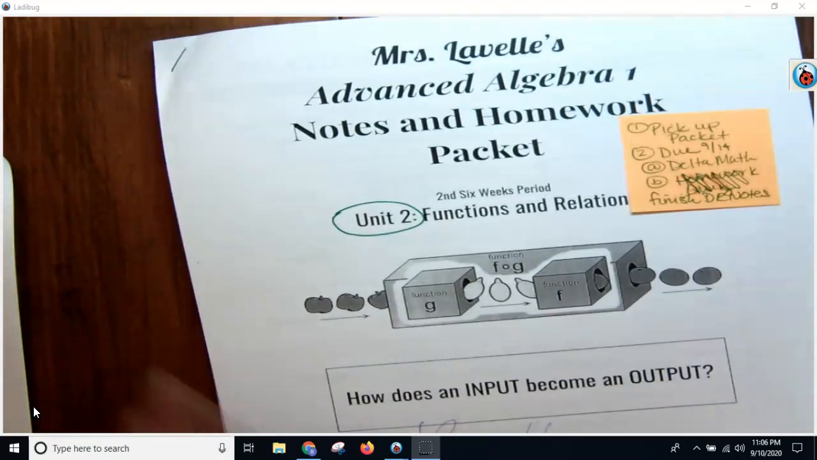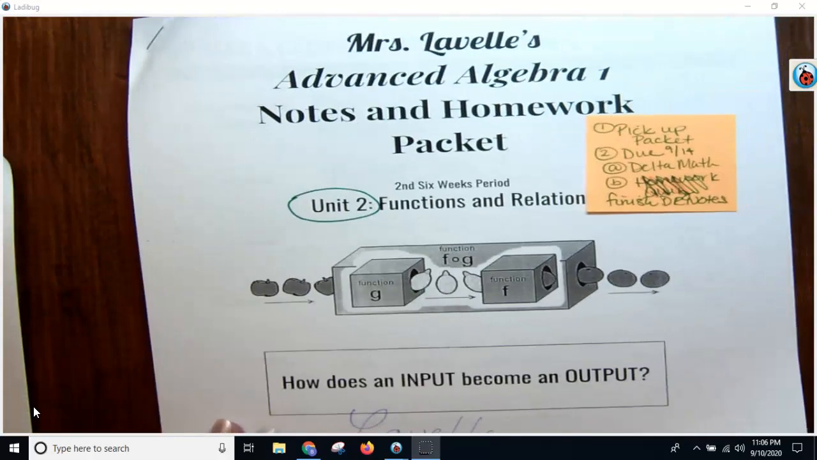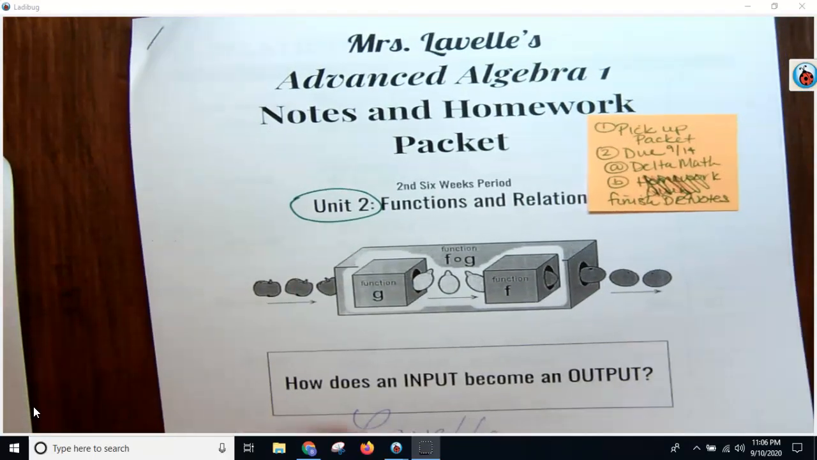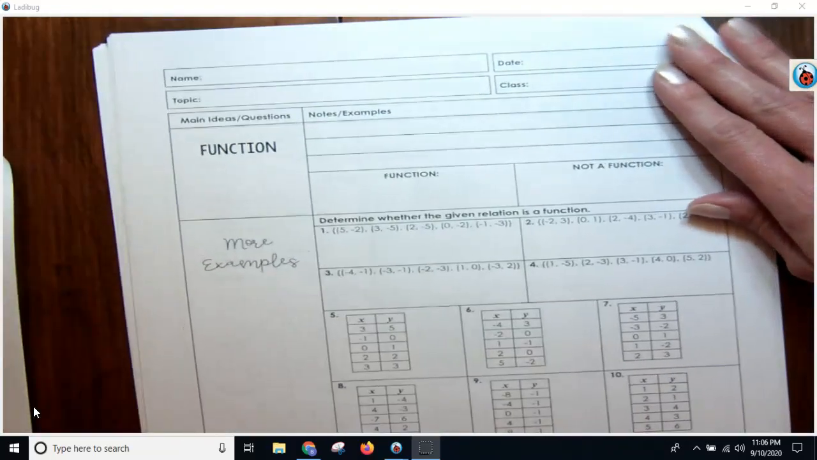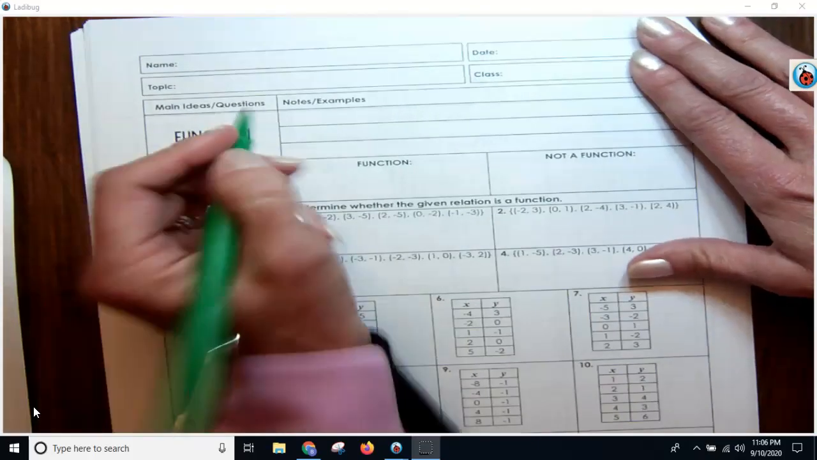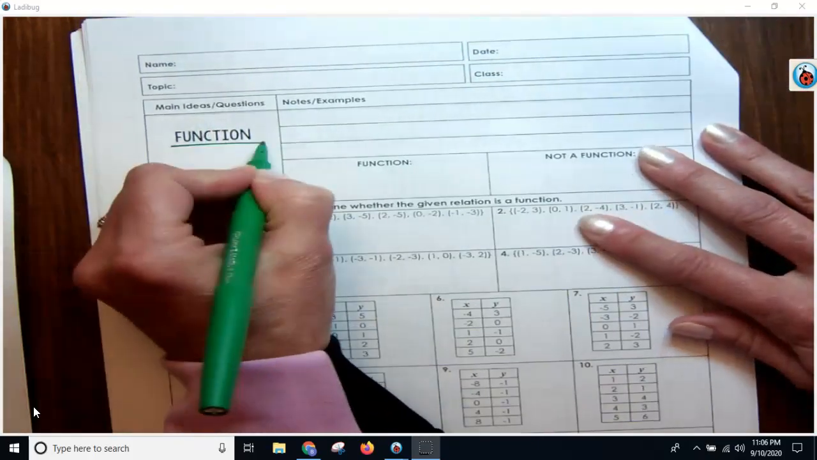Right, guys, we're in our Unit 2. We're going to turn to this function page right here. This is our second video on this. We're going to be talking about what is a function.